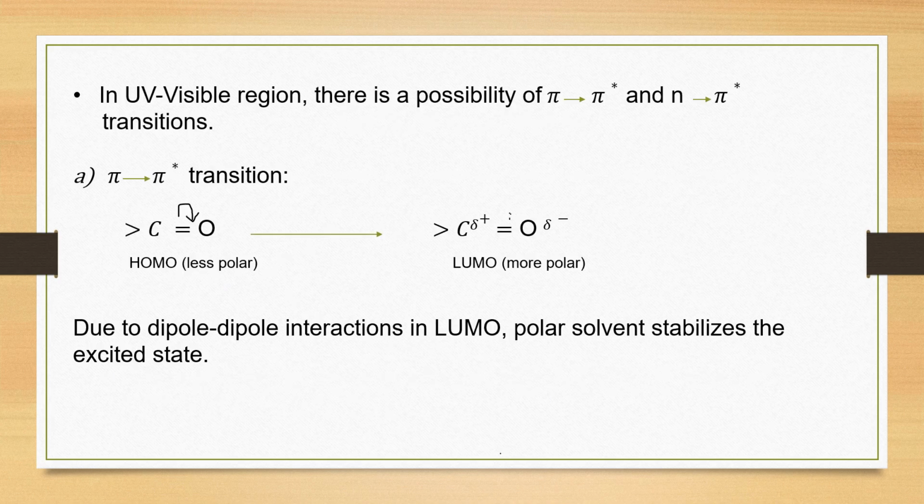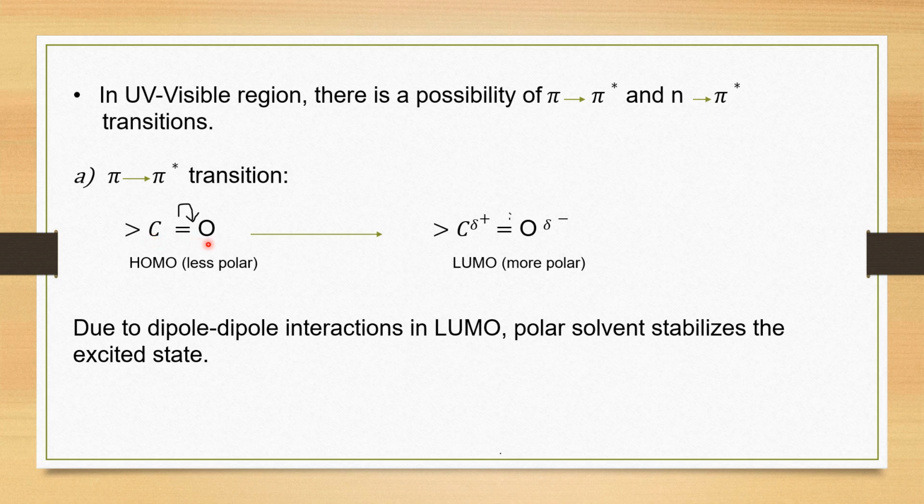In general, in UV visible region, there will be a pi to pi star and n to pi star transitions. First we will study pi to pi star transitions. Here we will take a sample with pi to pi star transition that is having an aldehyde group. See here, we have taken one sample with aldehyde group. When we supply energy, it undergoes pi to pi star transitions and goes to the excited state.